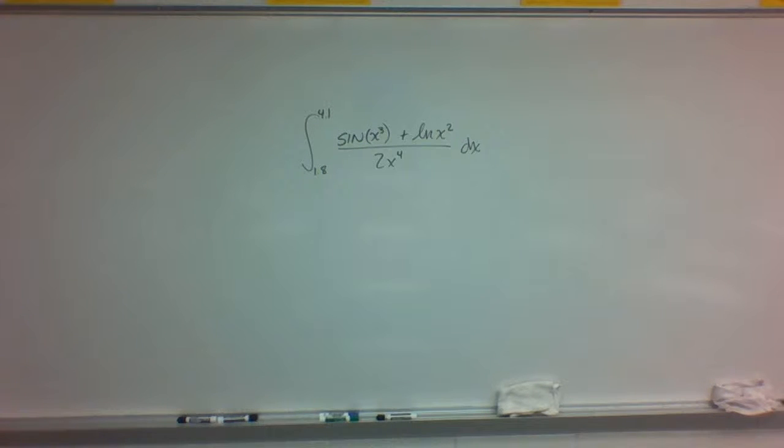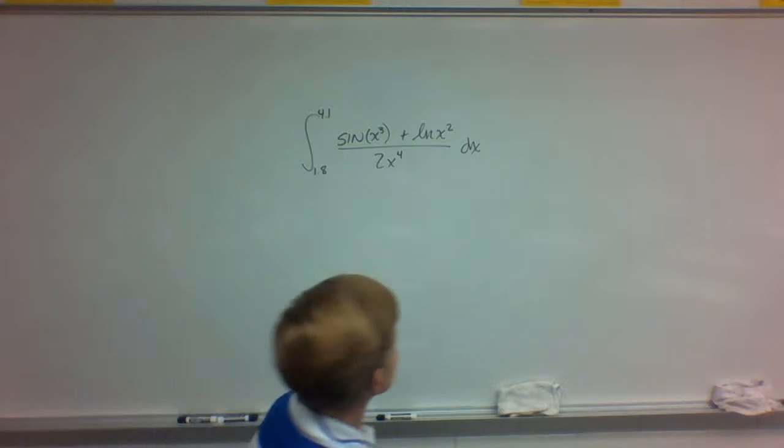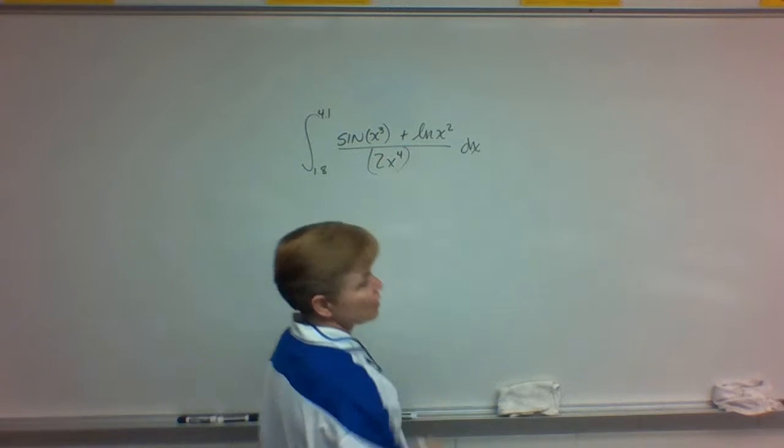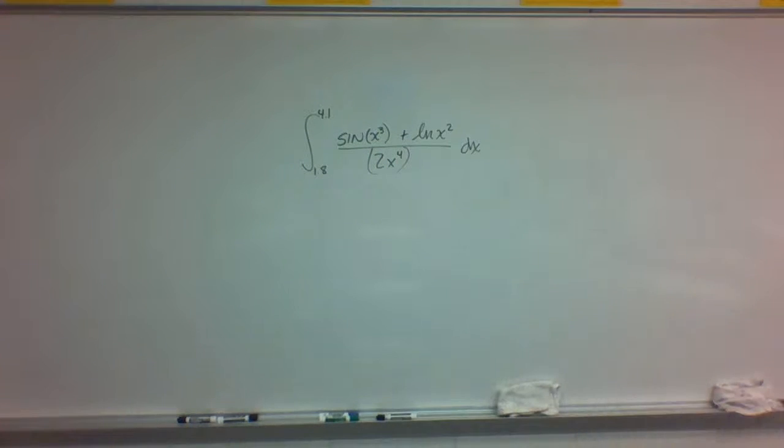Oh, it did divide. You have to have that in parentheses, otherwise it will only divide by 2 and then multiply the result by x to the 4th, which is not what you want. You have to put this denominator in parentheses, folks, otherwise it will only divide by 2.